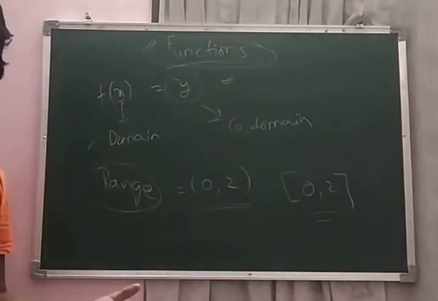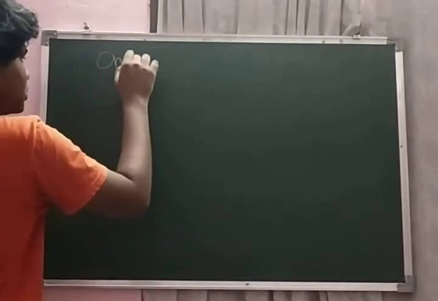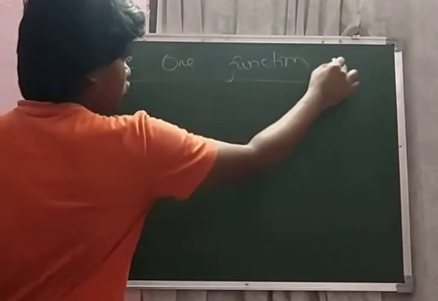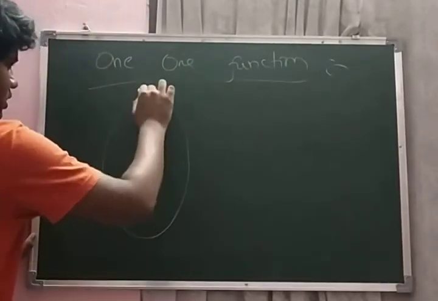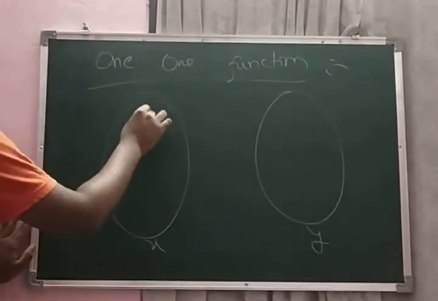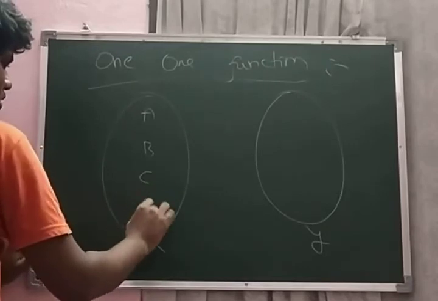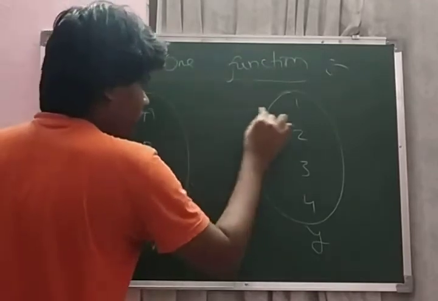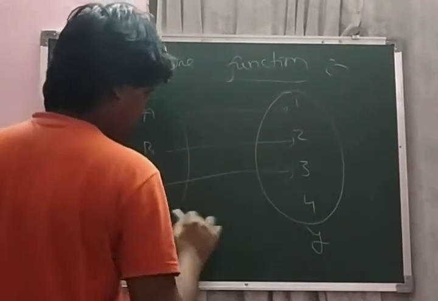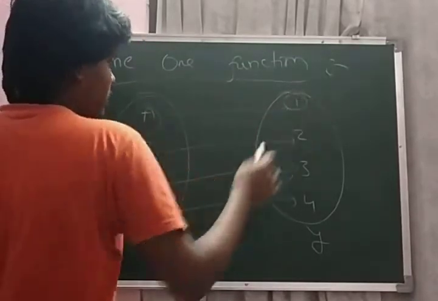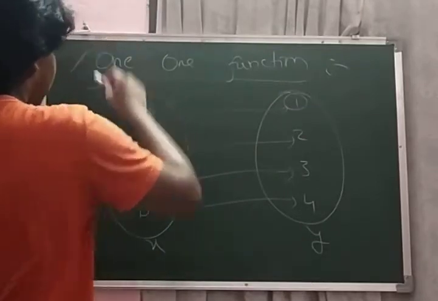Now we are going to discuss types of functions. First, the one-one function. In this one-one function, this is a set x and this is a set y. For example, this set contains 4 elements A, B, C, D, and that contains 1, 2, 3, 4. If the mapping is in this form, all elements are filled and each one is matched with exactly one, then this is called a one-one function.